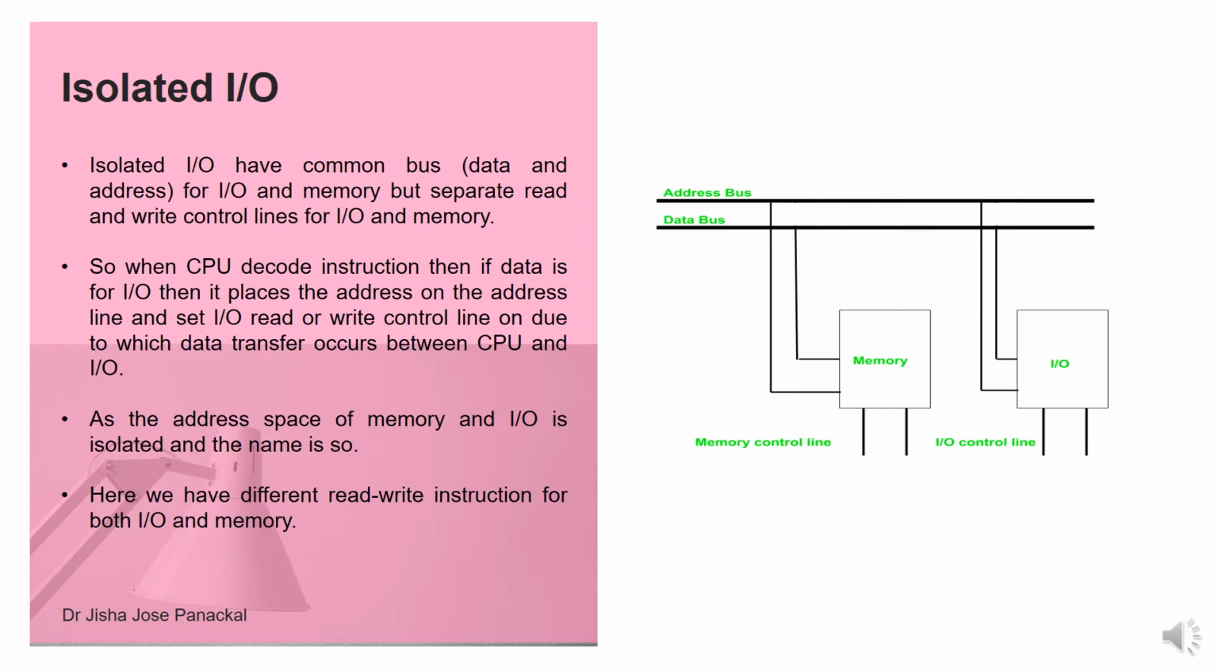When the CPU decodes an instruction, if the data is for IO, then it places the address on the address line and sets the IO read or write control line on, due to which data transfer occurs between CPU and IO. So based on that control signal, it decides whether it is an IO read or a memory read, or an IO write or memory write. As the address space of memory and IO is isolated, the name is so. Here we have different read-write instructions for both IO and memory.